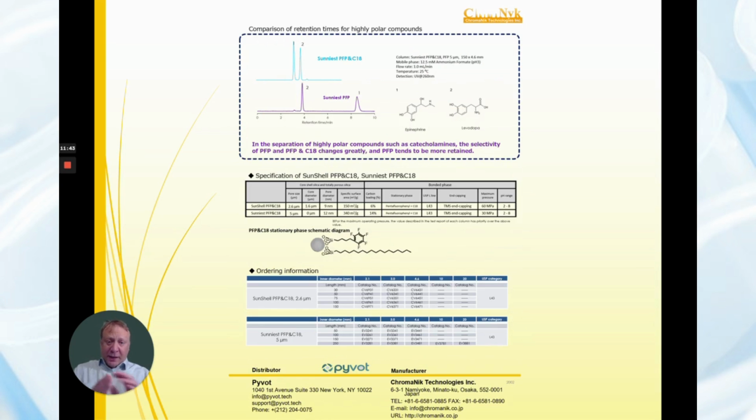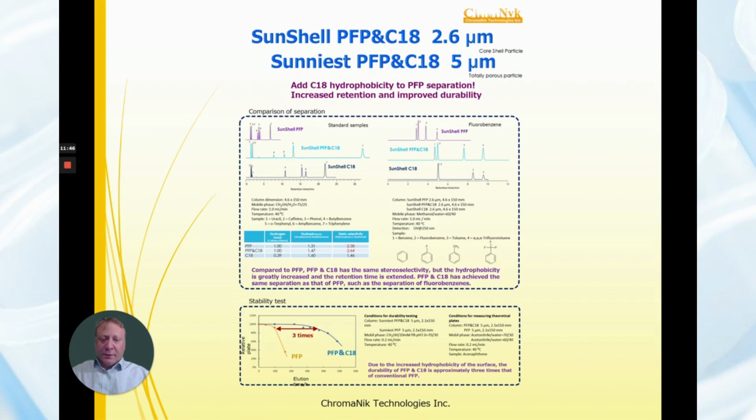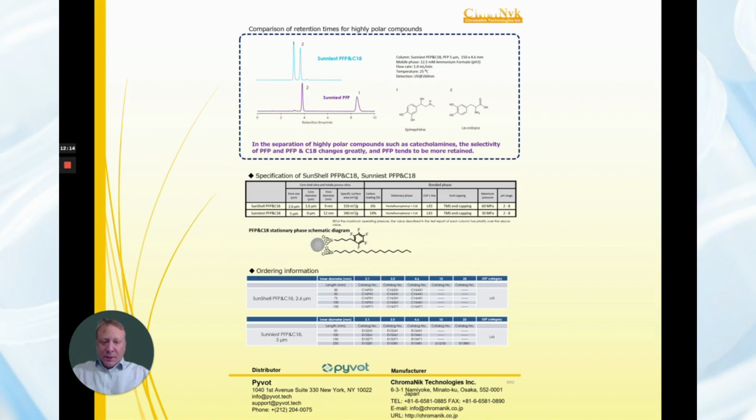Now going back to the end here and just summarizing, we just wanted to show you that right now one of the newer columns that we have is the PFP and C18 column, which we highlighted as well. And so we're taking basically the C18 hydrophobicity and the PFP separation to provide increased retention and improved durability. And then we also have a complete line here that shows some of the columns we have, both in the core shell as well as with the fully porous material as well.